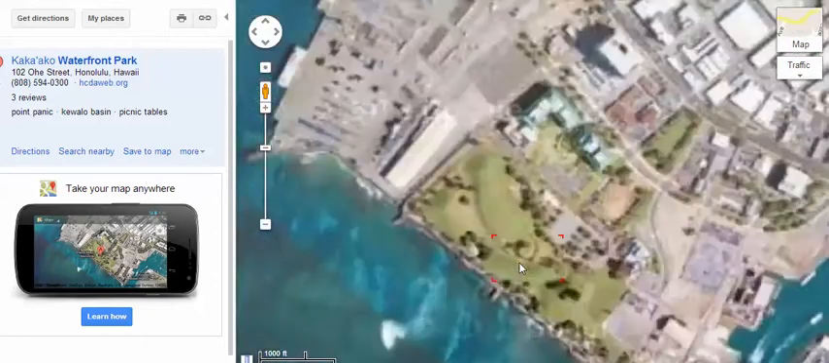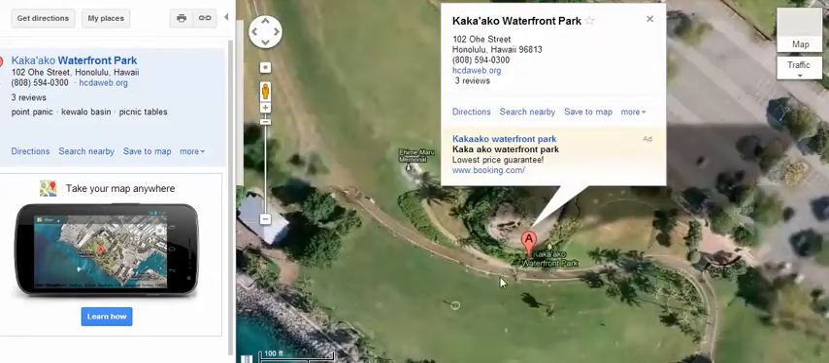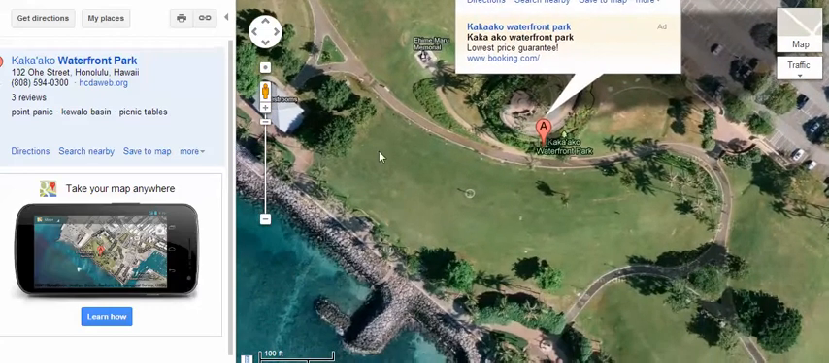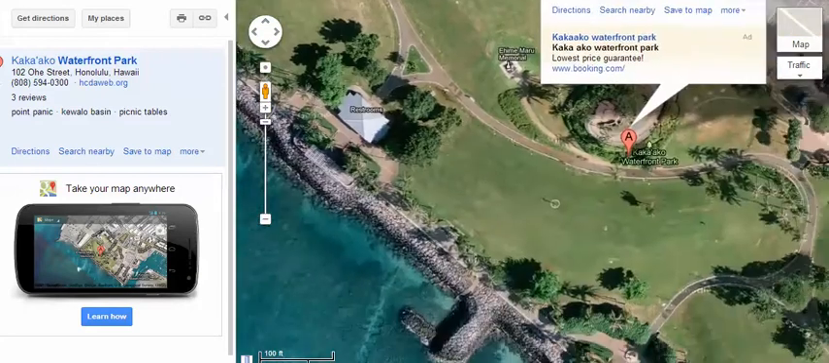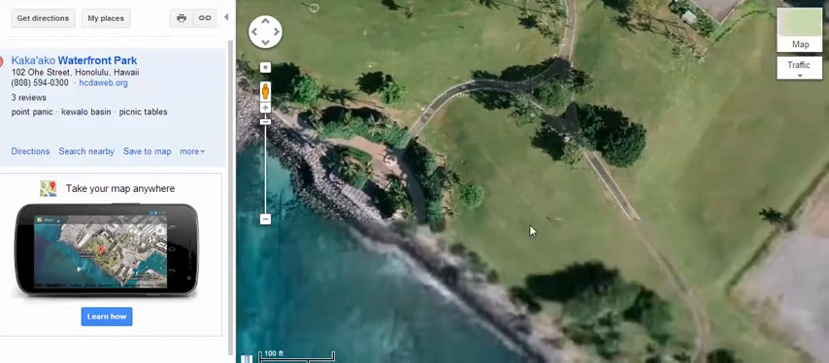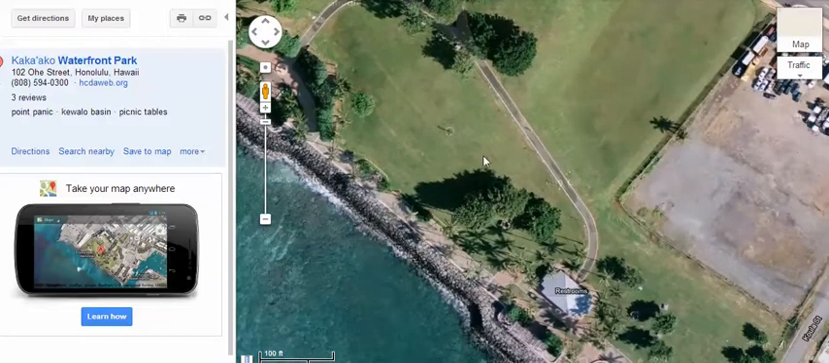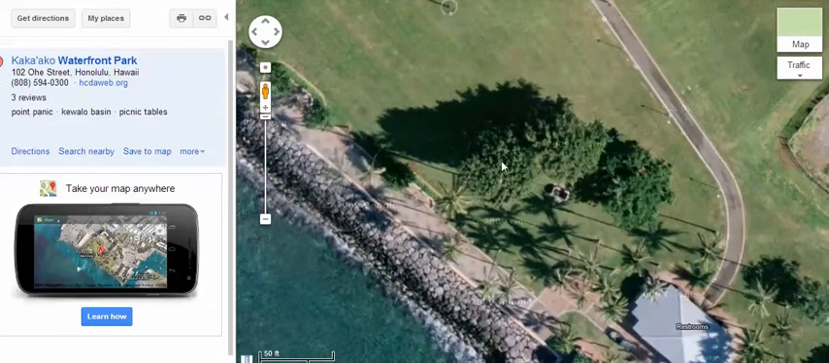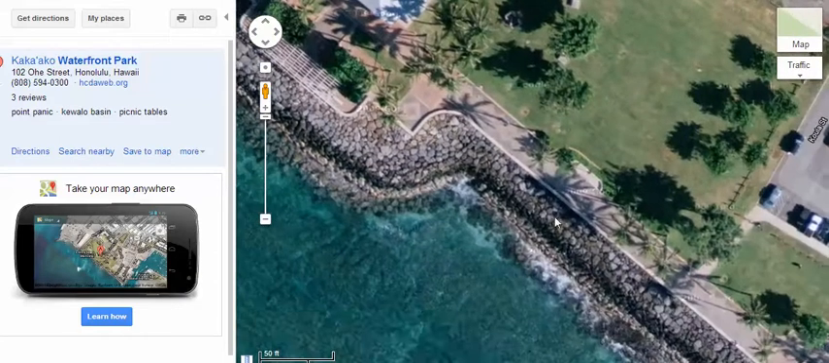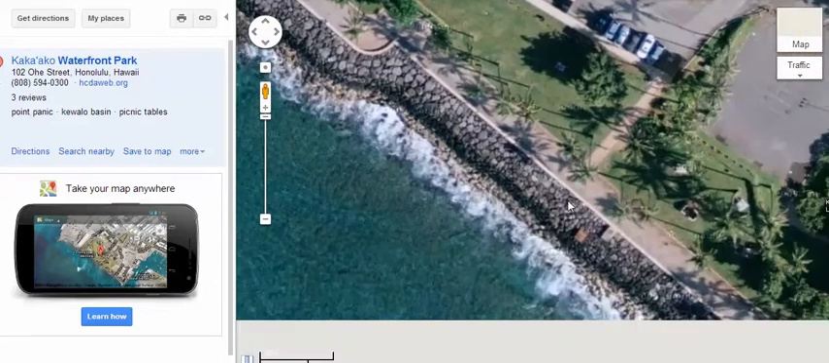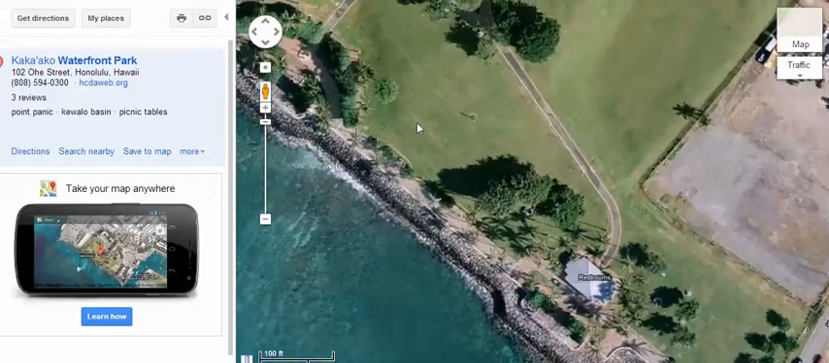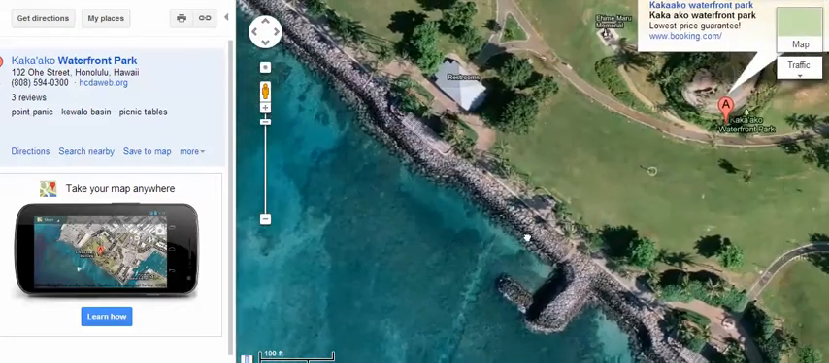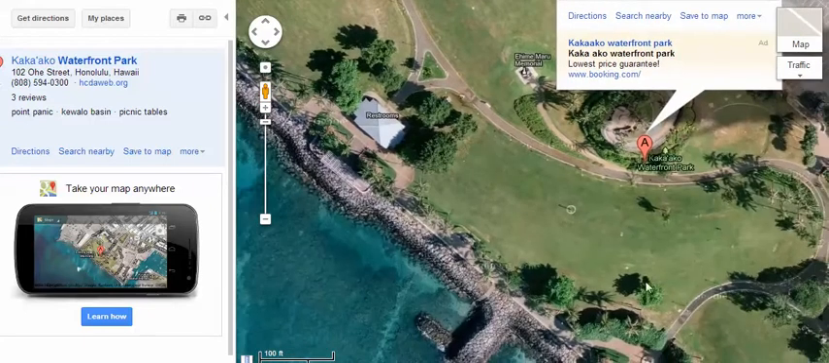Kaka'ako Waterfront Park is kind of this hidden park. It's really cool though. In fact, actually, I think it was right there, right about there, right about here. Let me see if I can recognize this area. Okay, there we go. Pulling it, pulling it. There we go. Right about here.